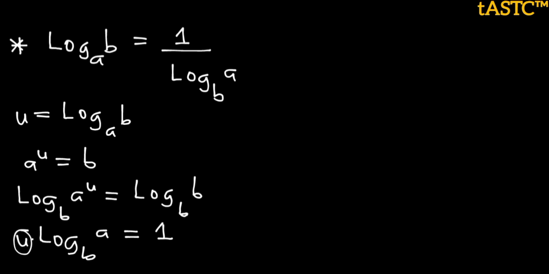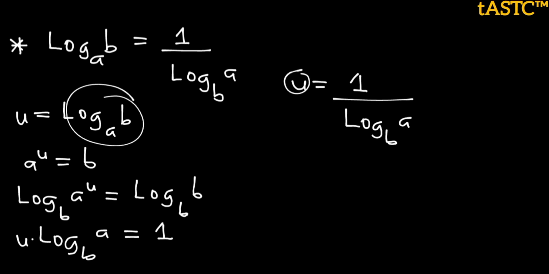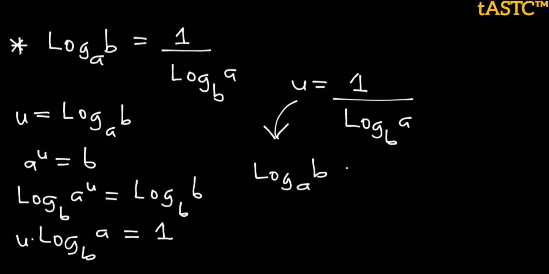Now, in order to get u, I need to divide through by the coefficient of it, which is log to the base b of a. So in that case, I'm going to have u will be equal to 1 divided by log to the base b of a. Now, we already know that u is equal to log to the base a of ab. So we just need to replace u with what it was originally. So that should be log to the base a of ab, which will be equal to 1 divided by log to the base b of a. So that basically is the proof for that one.